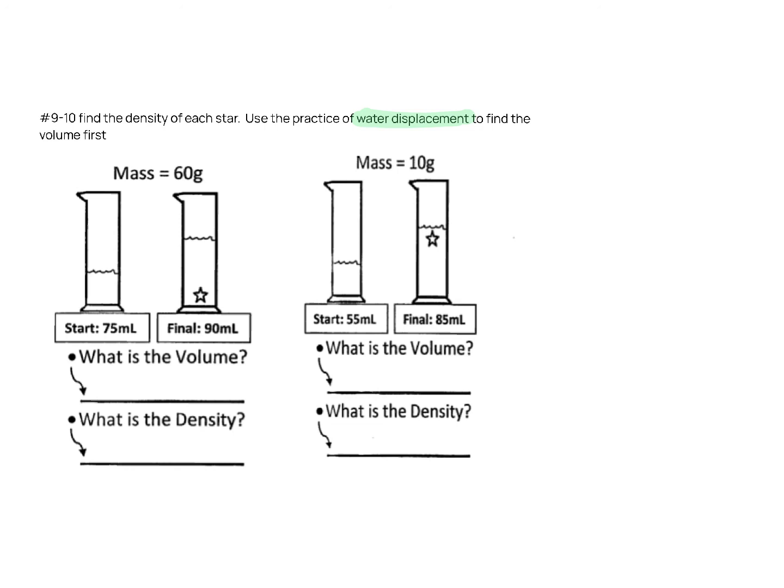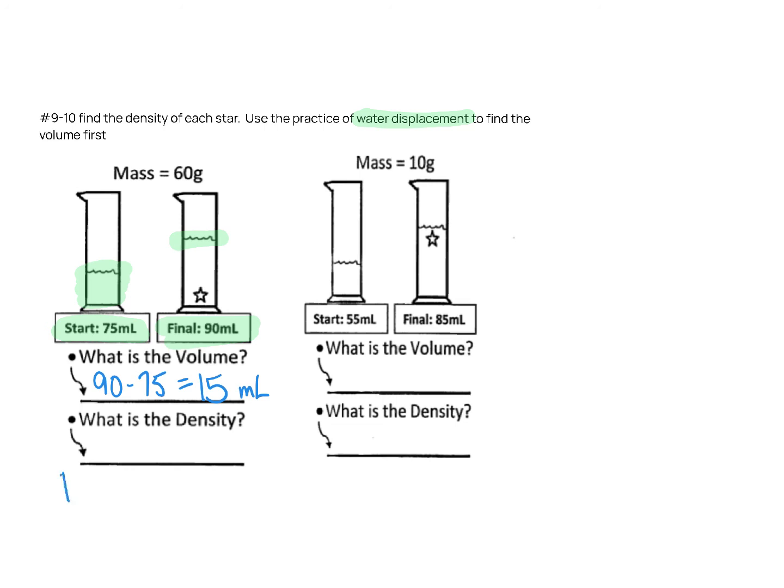The last problem, we have to use the displacement method in order to find the volume of each material. So we can see that our starting volume in our graduated cylinder is 75 milliliters, and our final volume in our graduated cylinder is 90 milliliters. So if we want to find the volume of our star, we would need to do 90 minus 75. So that will give us our volume of our first star. So 90 minus the 75 is going to be a volume of 15 milliliters.